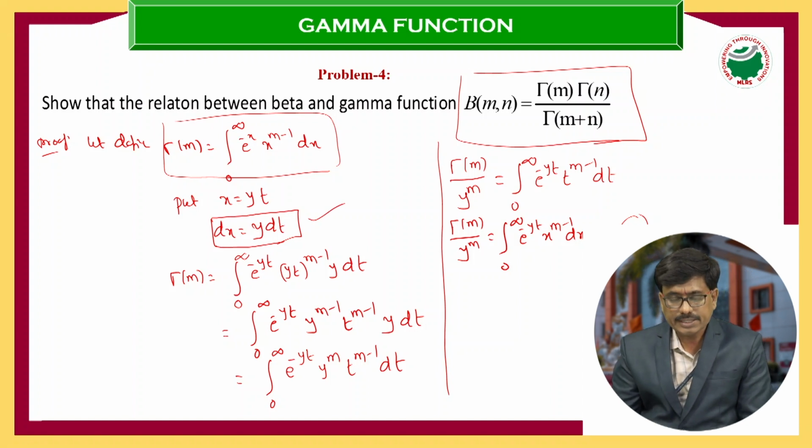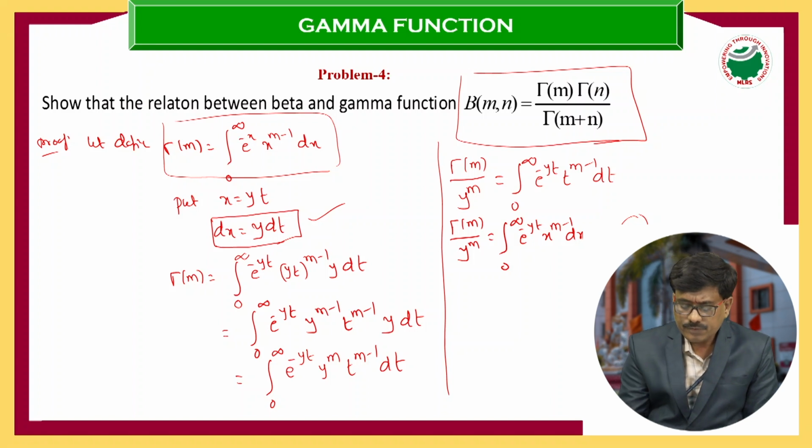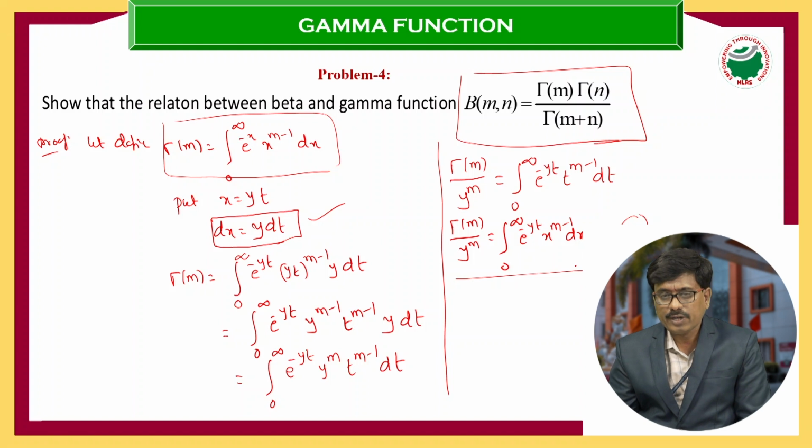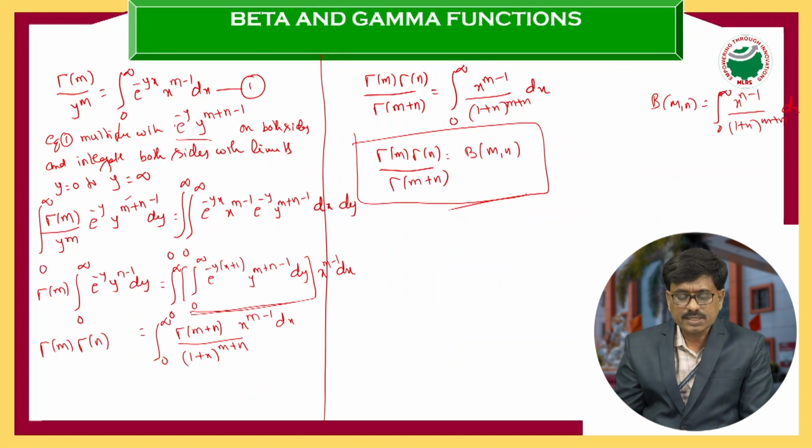I can convert x in terms of y. Therefore, that integral becomes gamma of m by y power m into the integral 0 to infinity e power minus y into x power m minus 1. For this equation 1, I can multiply both sides by e power minus y, y power m plus n minus 1, and also integrate from 0 to infinity on both sides with the variable of y.